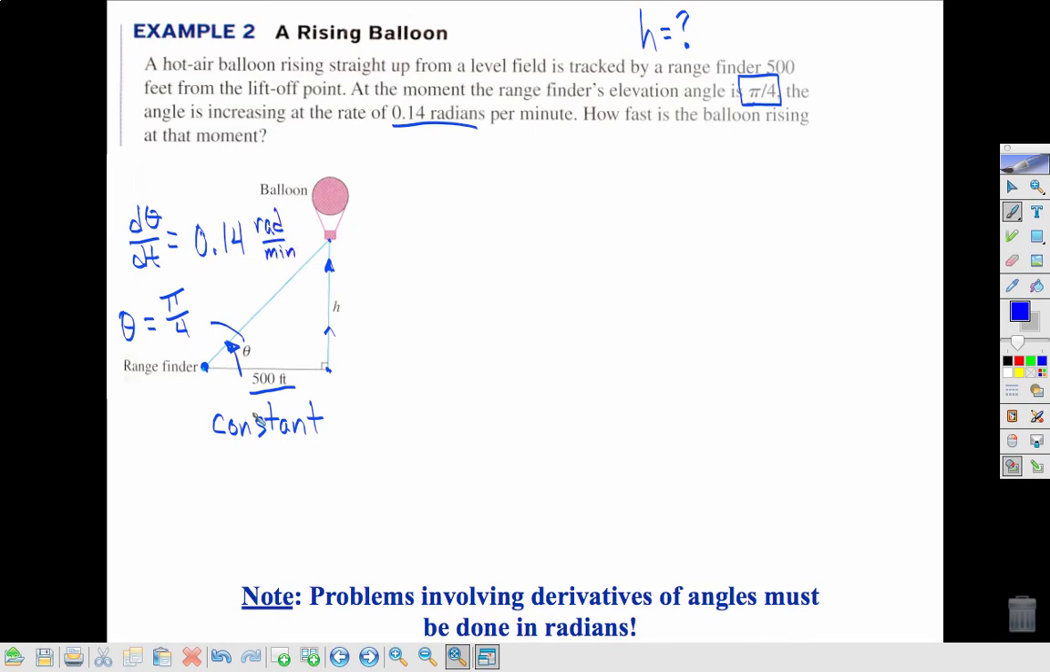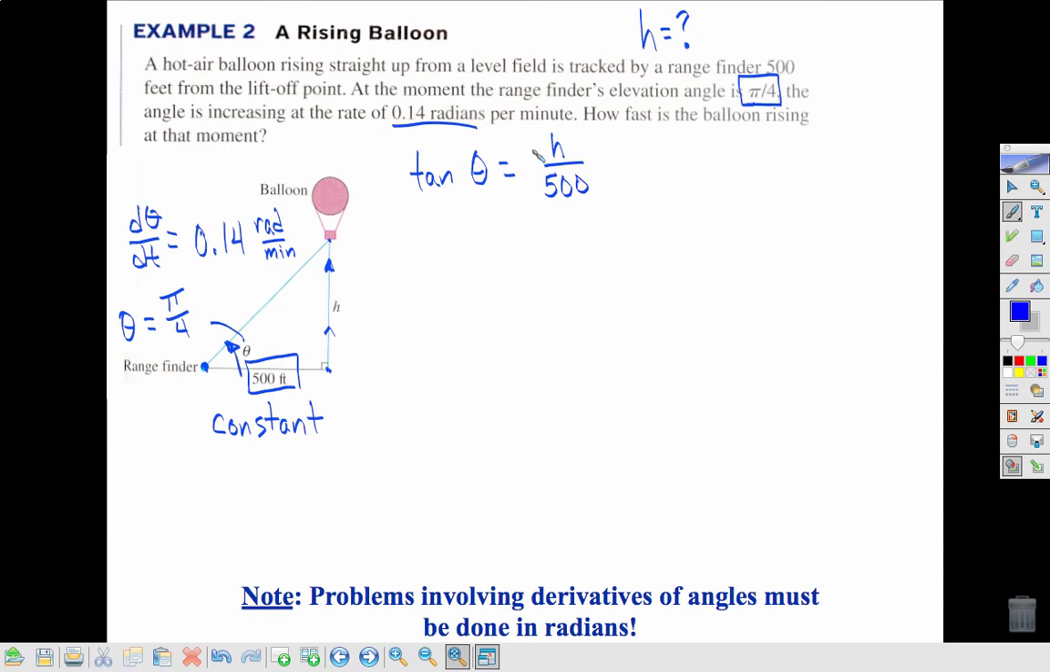So the next thing we need to do is create a formula that connects this. Now notice the rates will not be a part of that formula, but we can connect theta to h. Since we have 500 here, we can write this as the tangent of theta is equal to h over 500. Now notice this is where it's important that this is a constant. If this was a changing value, I would need to use a variable here, but since it's a constant, I will plug it in now.